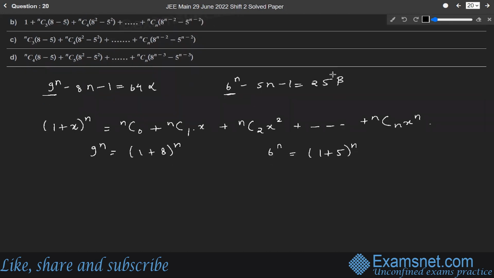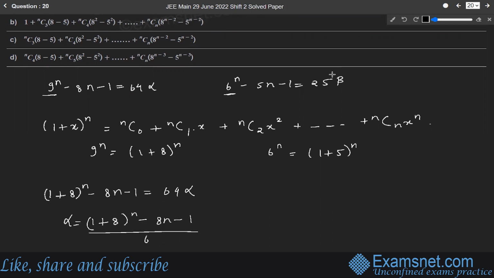If we substitute the values here, we have (1 + 8)^n - 8n - 1 equal to 64 alpha. If we want the value of alpha, then alpha will be equal to ((1 + 8)^n - 8n - 1) divided by 64. This 64 is in multiplication with alpha, so when it goes to the other side, it will be divided, right? So now we have the value of alpha.